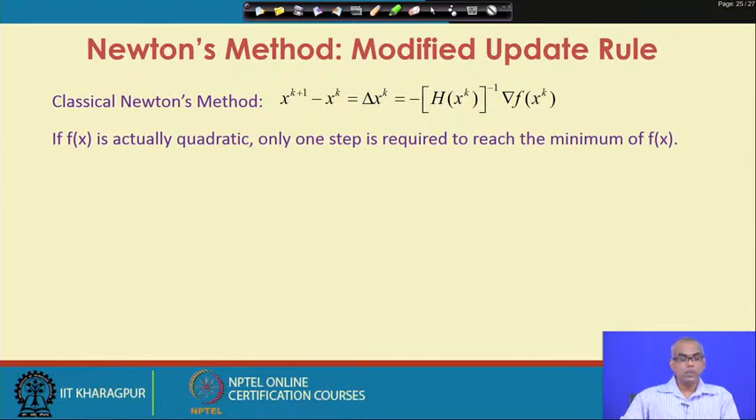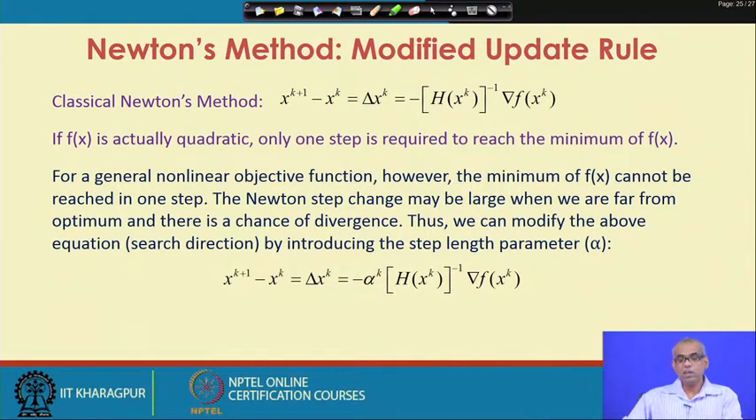Now, if the objective function f x is actually quadratic, only one step is required to reach the minimum point of the objective function. This is obvious because the update rule for the classical Newton's method is obtained by considering a quadratic approximation of the objective function. If the given objective function is itself quadratic, then the approximation is exact. So, the update rule will give you the minimum in one step.